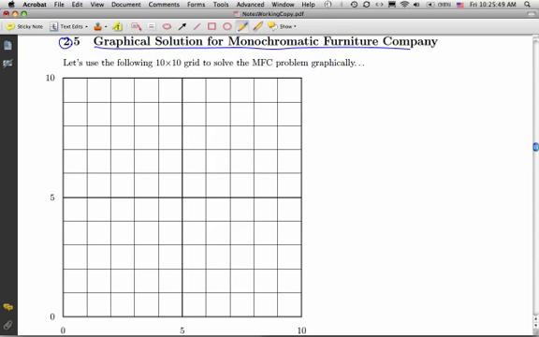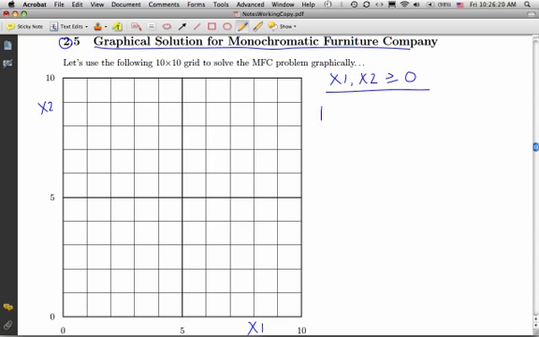Now, one of the first things we said when we have problems that are in two decision variables, when we have x1, the number of tables, and x2, the number of chairs, we had a non-negativity constraint. So x1 and x2 are greater than or equal to 0. If I use x1 down here and x2 over here, I'm going to be working in the first quadrant with all positive values, or at least non-negative values for x1 and x2.